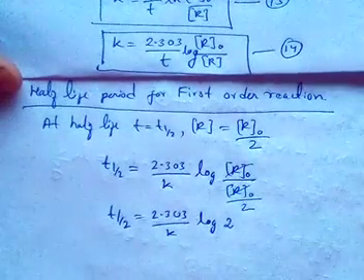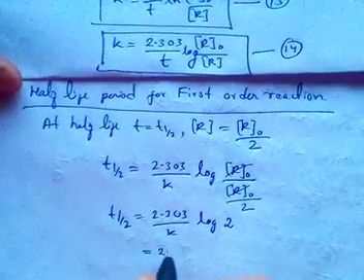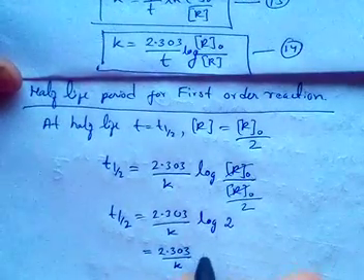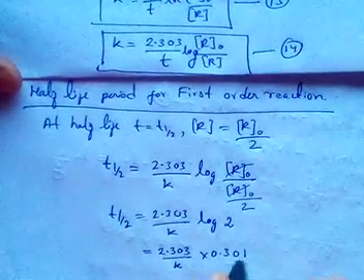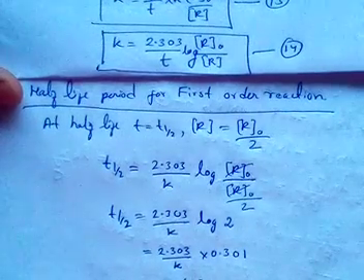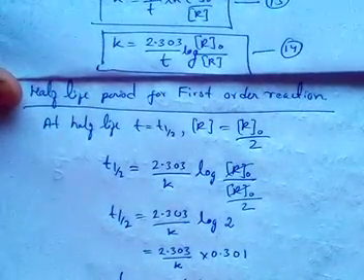Now we have to see the value of log 2. After seeing the log table, we get the value of log 2 is 0.301. So if you multiply these two, you get 0.693 by k. So t half is 0.693 by k.